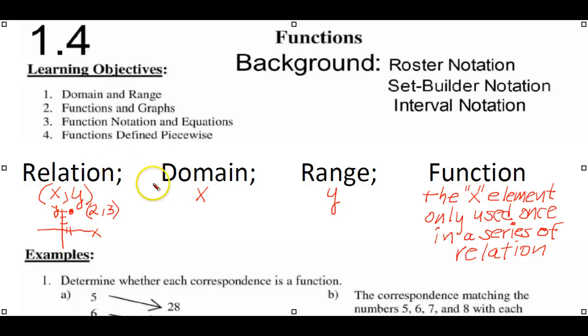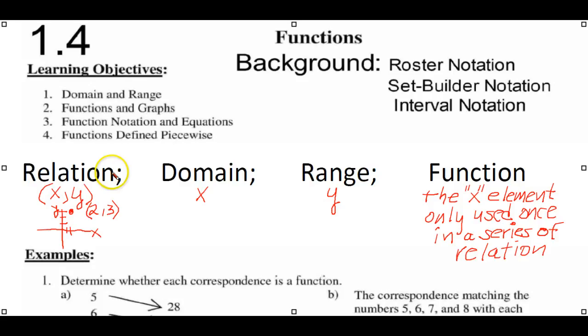Now, another important word is the word domain. Domain refers to the x elements, or items that would go along the x-axis, the horizontal axis. That's what makes up the domain, the x elements. Now, the range are those elements that go along the y-axis, that is the vertical axis. So again, you need to be familiar with relation, domain, and range.